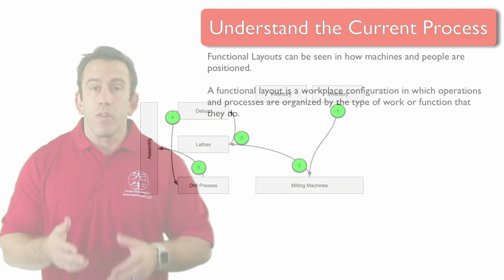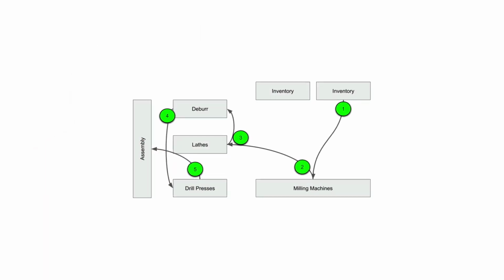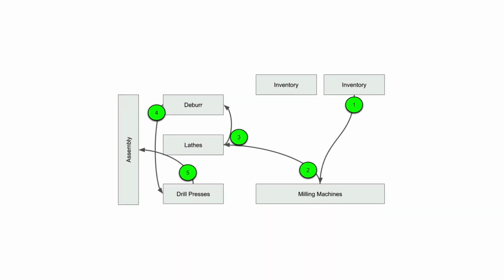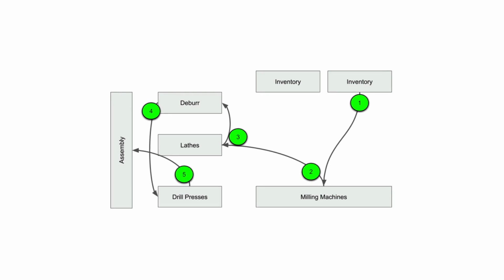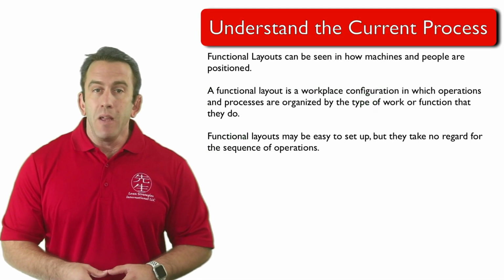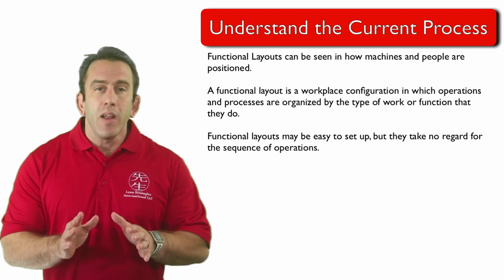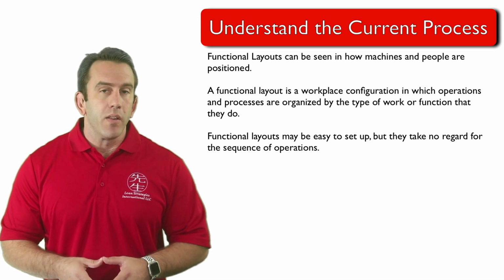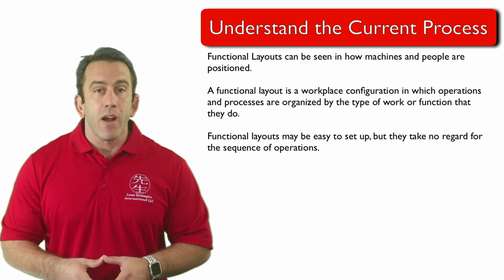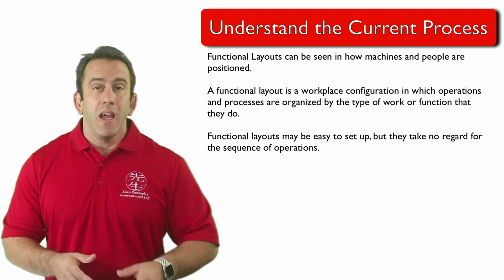In these functional layouts, people are trained to perform work on one machine and one machine only. As you can see in the example, drill presses are all together. Assembly is together. Inventory and milling machines are all placed together. While these functional layouts may be easy to set up, they take no regard for the sequence of operations. In other words, the process to manufacture an item is a bit chaotic.